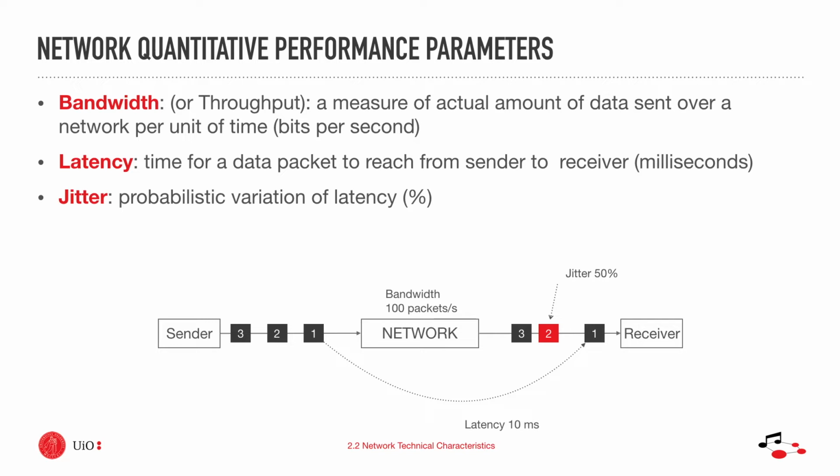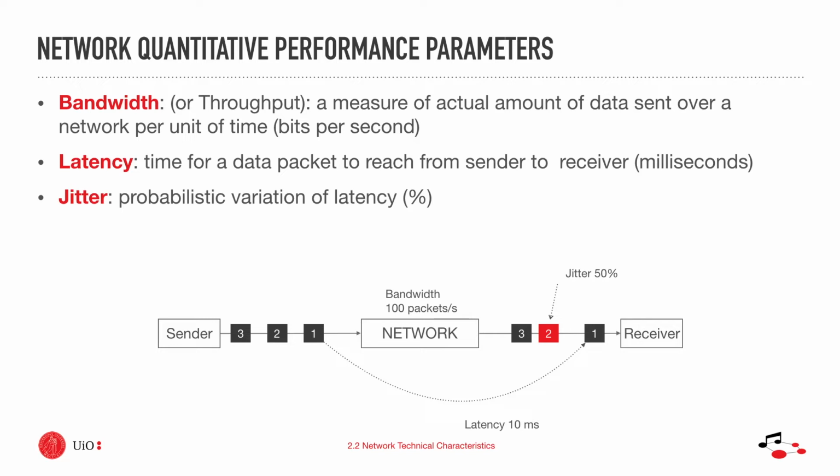Here, there is an illustration of a very simple example of network transmission. A sender transmits 3 packets, named 1, 2, and 3. Let's assume that these packets are transmitted within 1 second. And we have a network with a bandwidth of 100 packets per second. So we're sending 3 packets over a second. So the network bandwidth is capable to handle the traffic that we are producing.